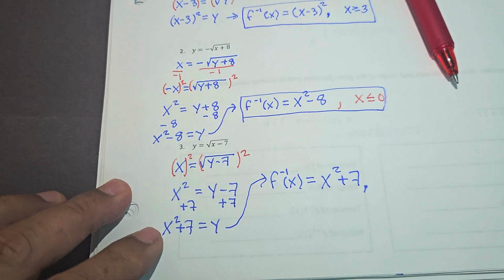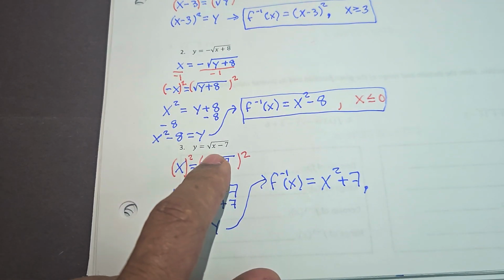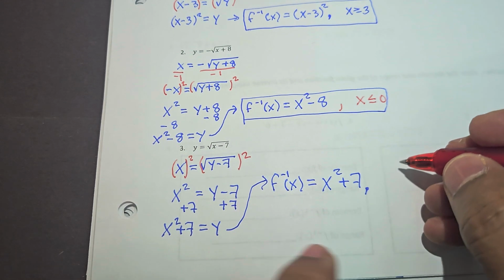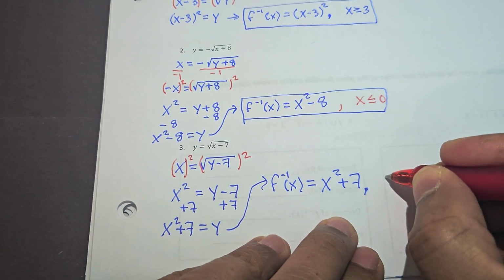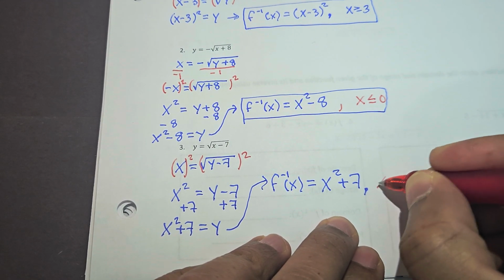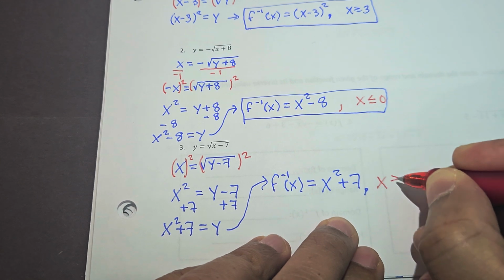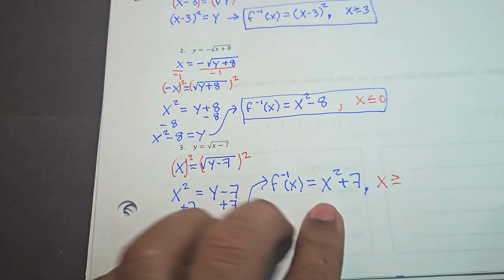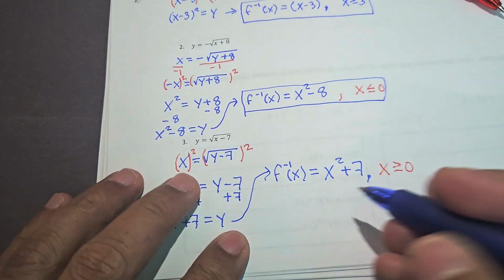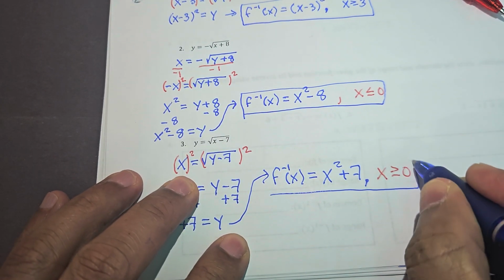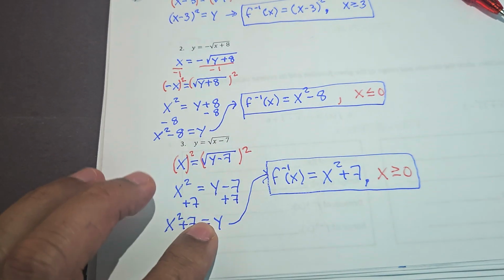So my restriction is going to be, I look at this equation. This is the positive square root of x minus 7. So that means I can only use the right side of the quadratic. So the restriction of the domain is x greater than or equal to 0, because again, there are no parentheses. So that means h is 0. And this is the answer to that problem.